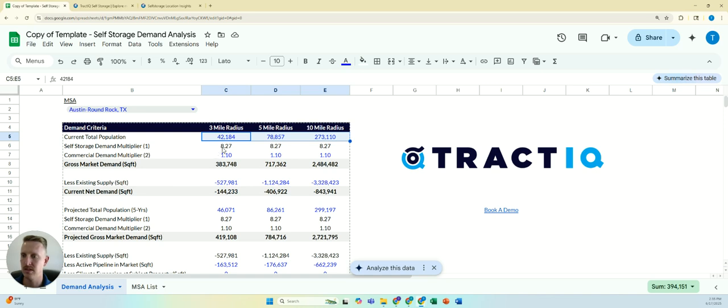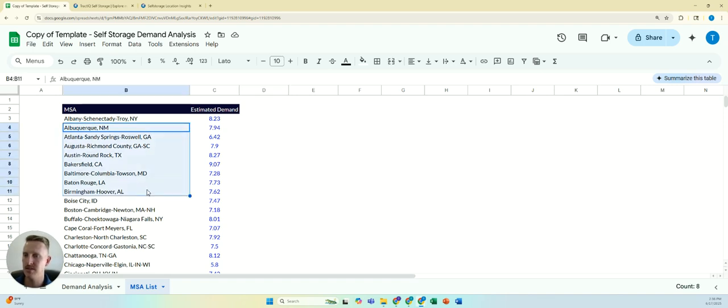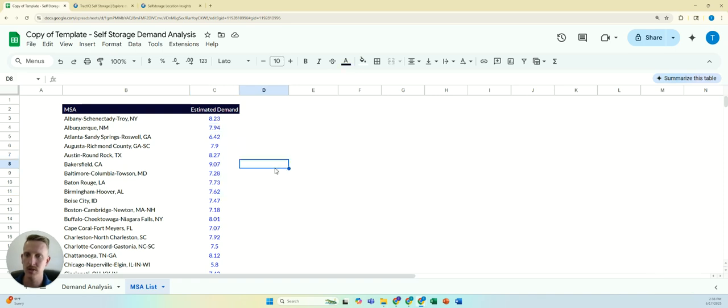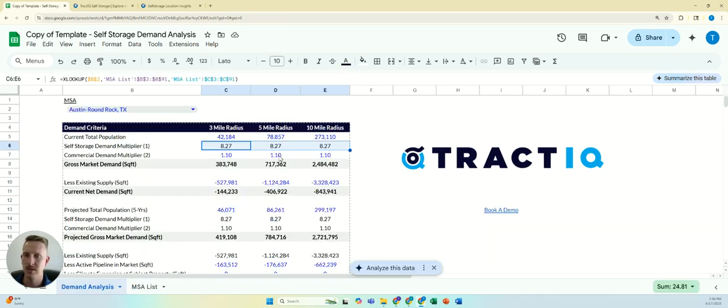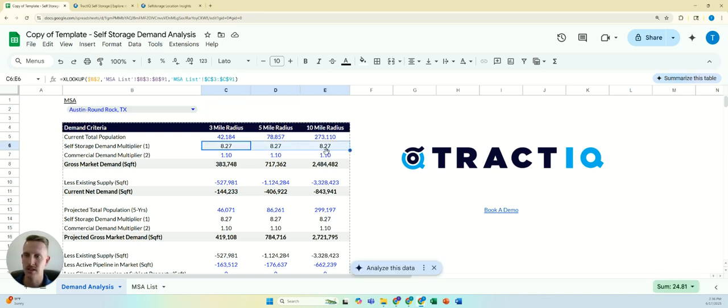Next up, we need the self-storage demand multiplier. And actually, this data, I'll flip over here, comes from the Self-Storage Almanac, which is published yearly. And basically, they give you the top 50 MSAs and their estimated demand metric for each of those MSAs. So we've pulled that data into this tool, and we've input it here. So we're pulling in the estimated self-storage demand multiplier specifically for the Austin, Texas MSA. So that's what's going on right here.